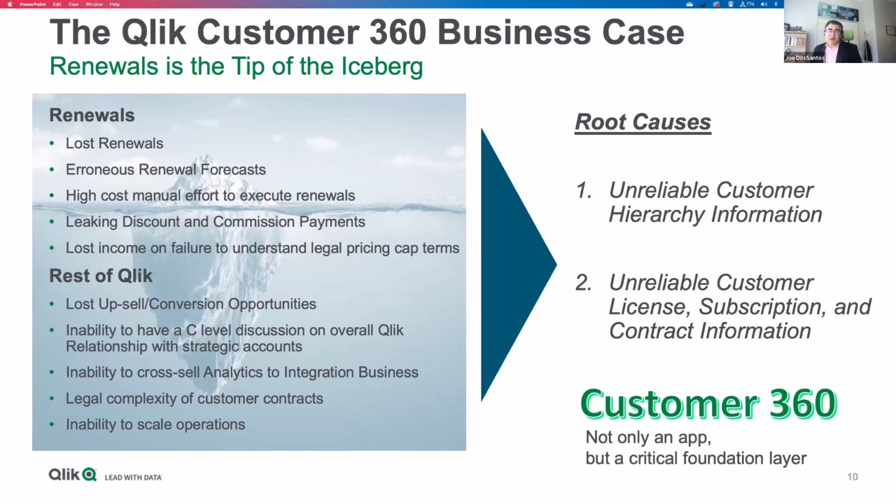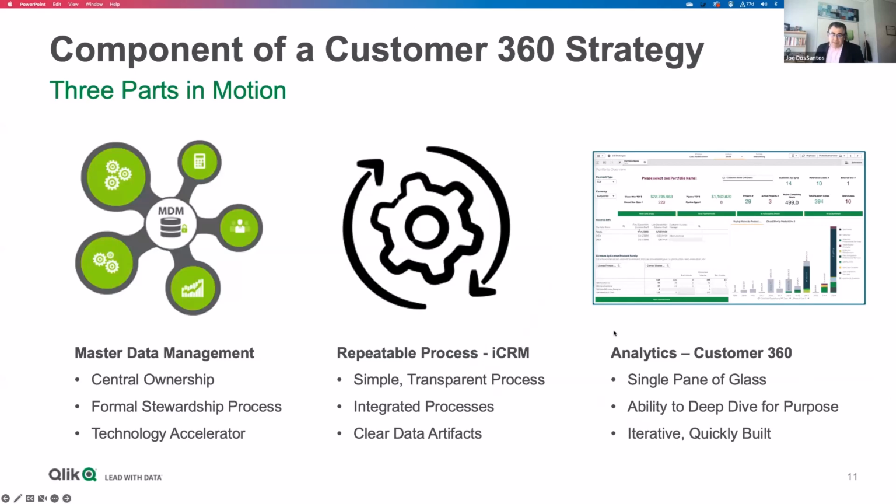Okay, so now we've got a financial model, we've got financial funding, we're off and running. So what we did is we outlined three different components of our Customer 360 strategy. The first is the actual MDM portion, which is, I think, why I'm invited to the call today. We needed to figure out what tools we were going to use, how to put a stewardship process in place, how to create an ownership model, and how to make sure that we have technology in the middle of this to accelerate our journey.